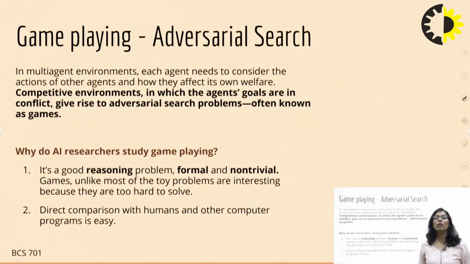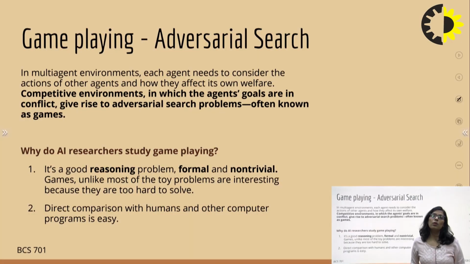Now, another class of algorithms known as adversarial search is there. In contrast to the previous three types of algorithms, in adversarial search we have a multi-agent environment. It means that we have more than one agent present, each trying to achieve its goals. And interestingly, the goals of these agents are in conflict. So we can say these agents are working in competitive environments, and their goals are conflicting in nature. This gives rise to adversarial search problems, which are also known as games.